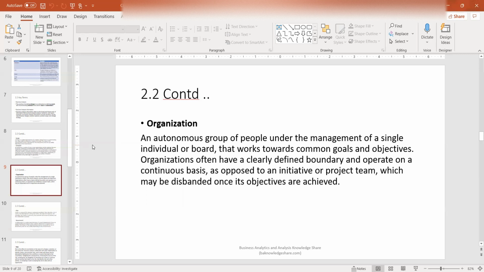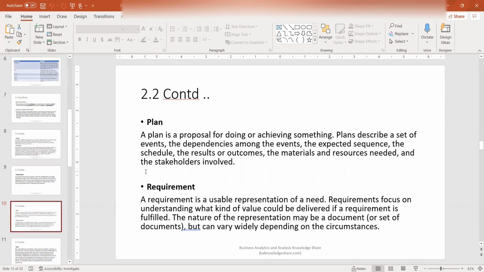But over here, an organization does have a clearly defined boundary and operates on a continuous basis, as opposed to just an initiative. So it's ongoing. It has a life of its own. But a project is limited and its lifespan ends after the project ends, right? So think of it that way.